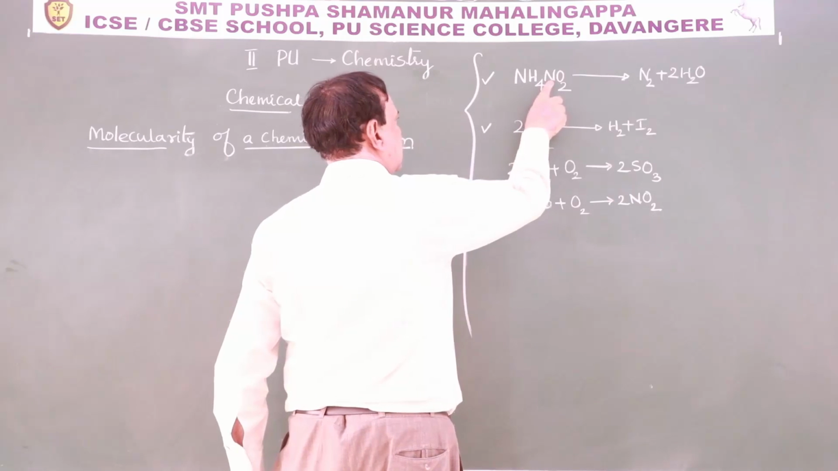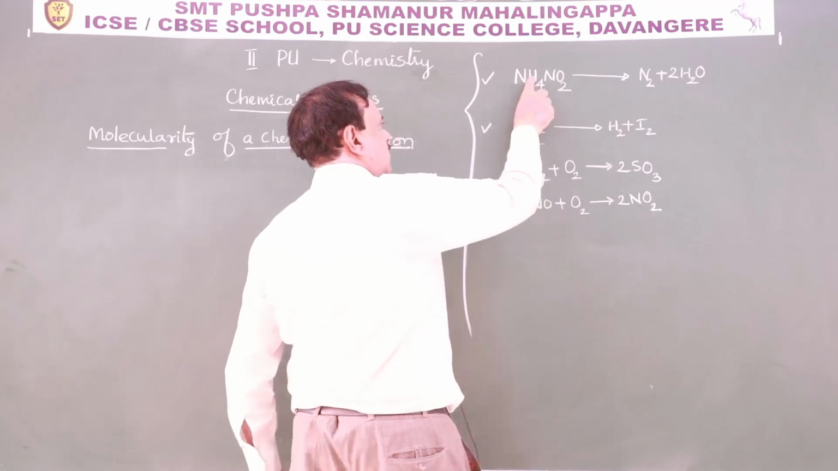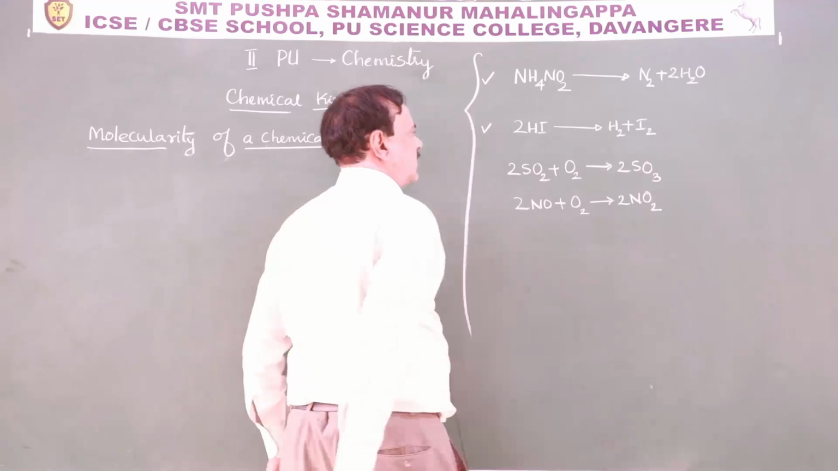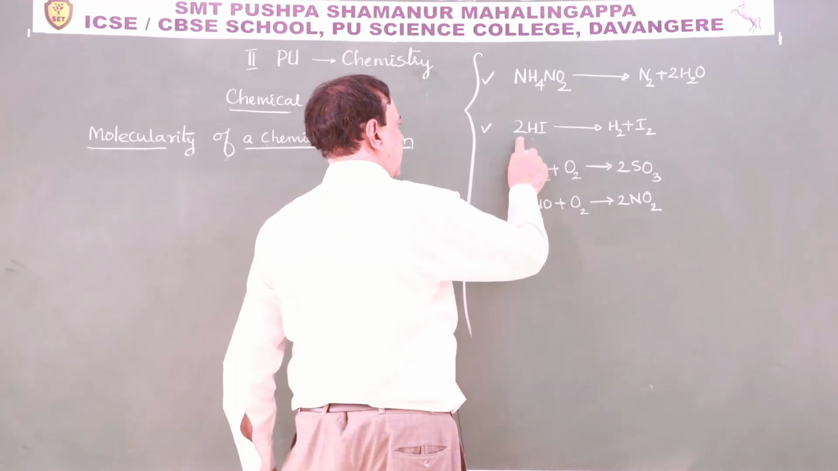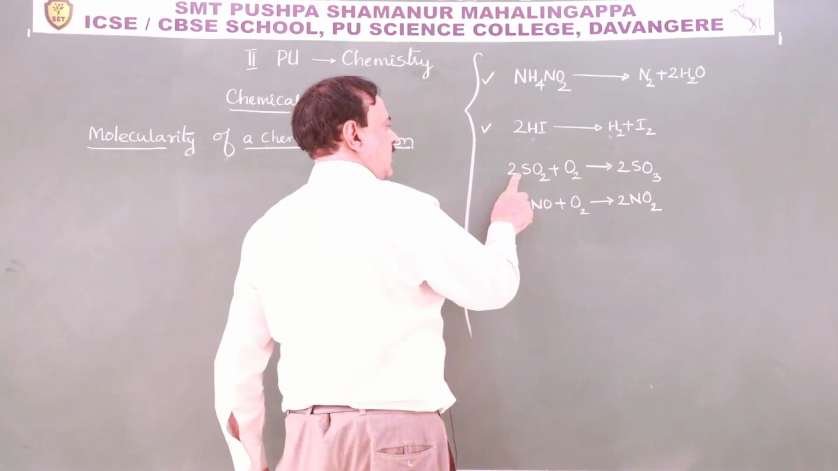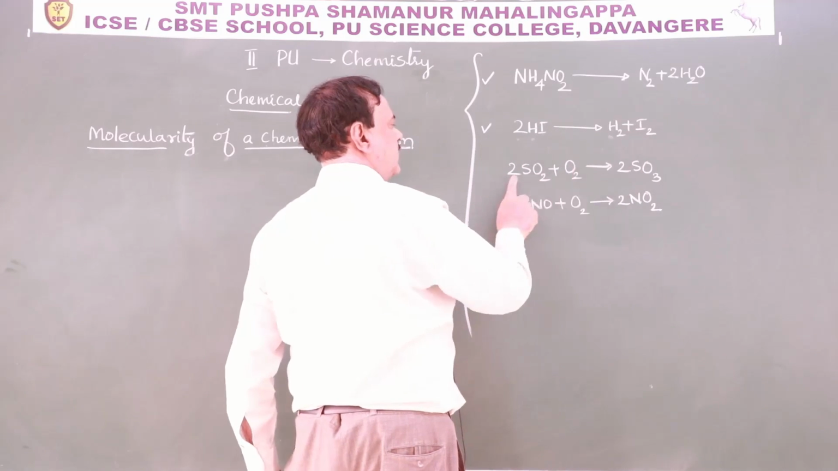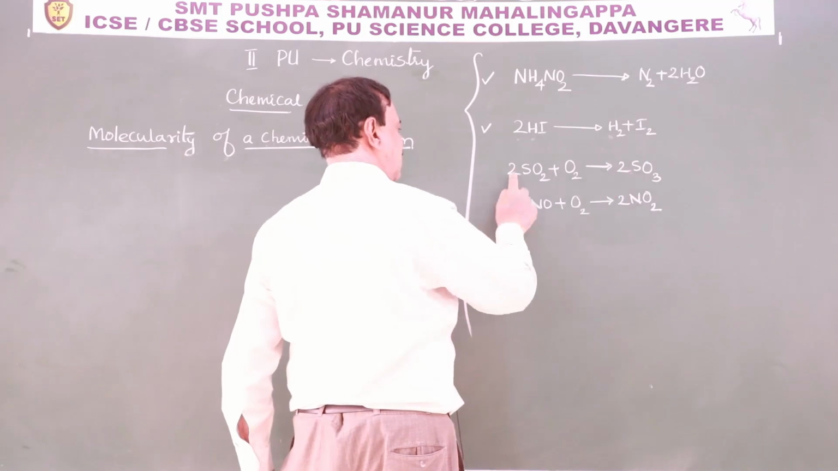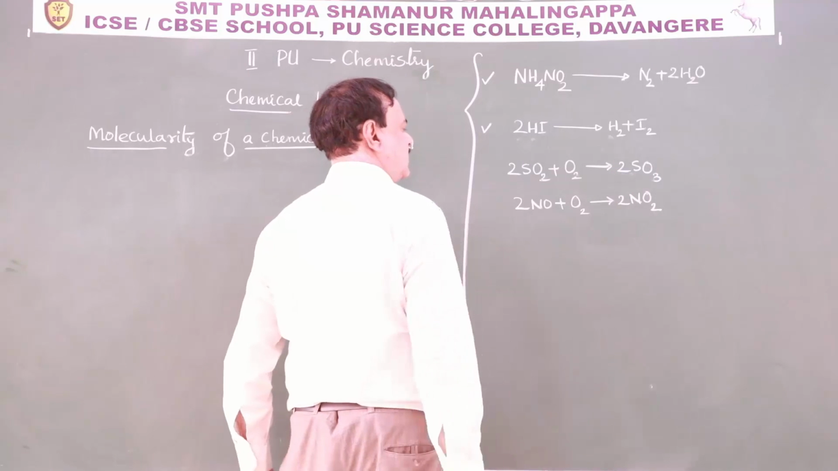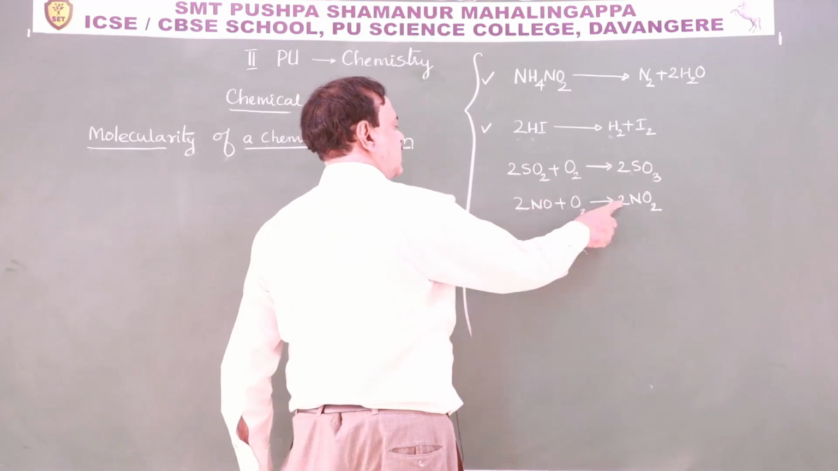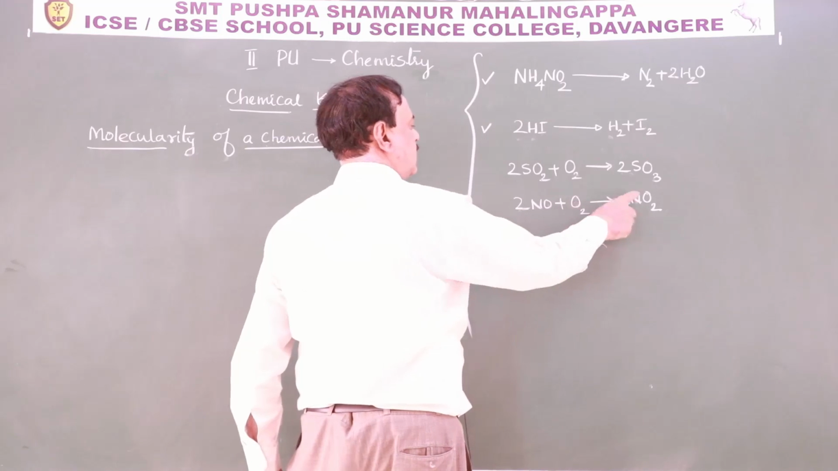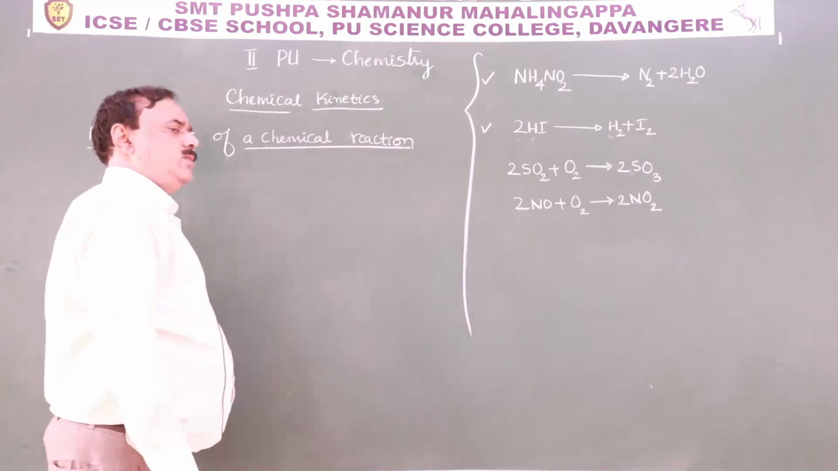Nitrogen 2 times, hydrogen 4 times, oxygen 2 times, on both sides. 2HI: hydrogen 2 times, iodine 1 time, on both sides. Here 2SO2 plus O2 gives 2SO3: sulfur 2, oxygen 2 times 2 is 4, 4 plus 2 is equal to 6, 2 into 3 is equal to 6. And for 2NO plus O2, oxygen 2 plus 2 is equal to 4, 2 twos are 4.